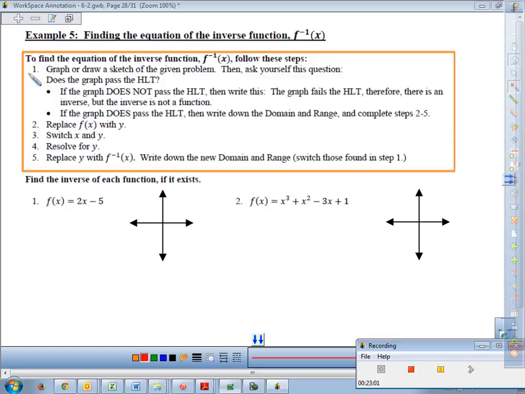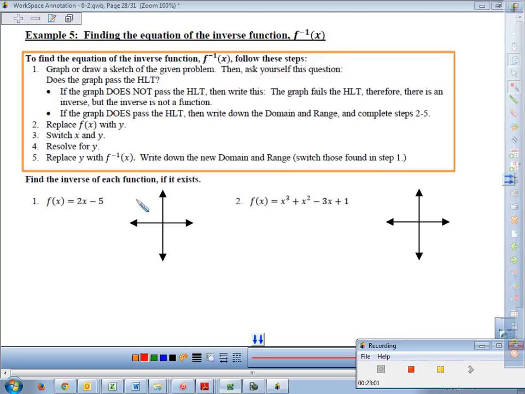So here's what we want to do. Number 1, graph or draw a sketch of the given problem. Let's do that. Number 1, you need to think, what does this look like? Line, parabola, cubic, etc. Now, not just some made-up line, whatever you want. Do you know the y-intercept of that puppy? So you don't need to use a straight edge.